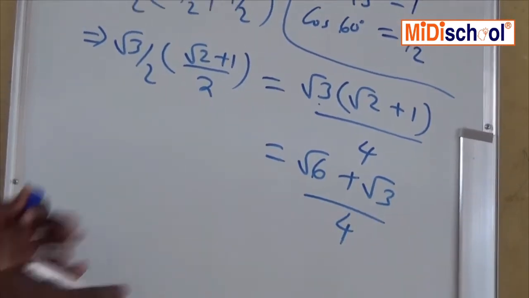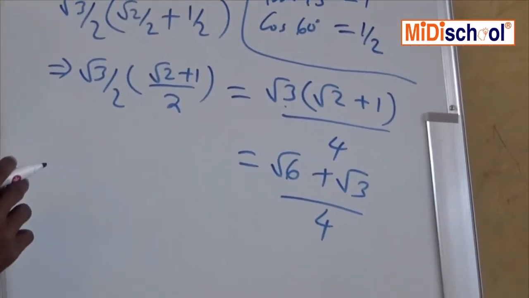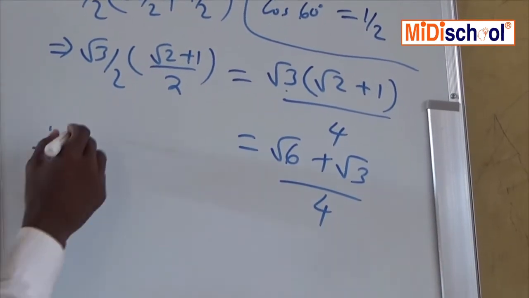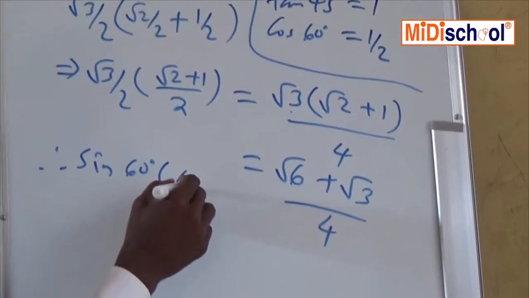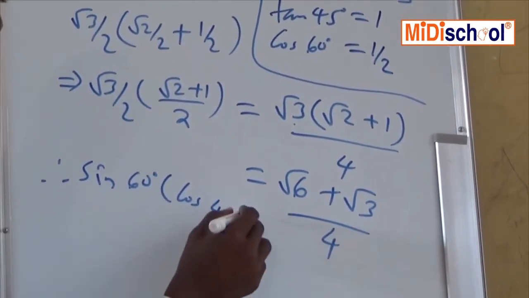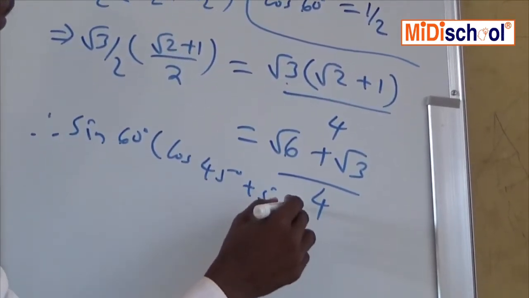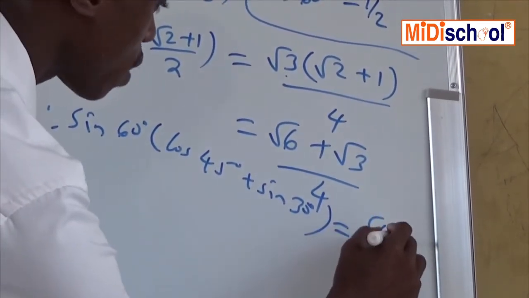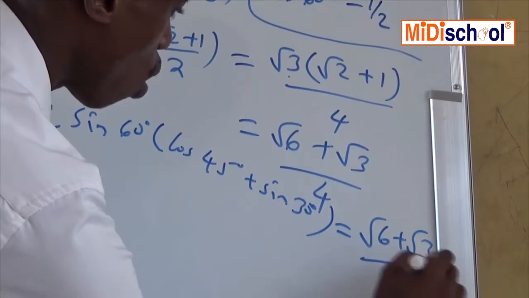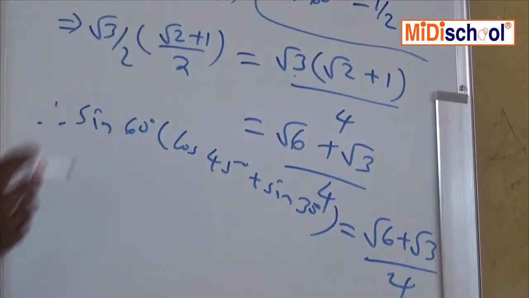And that's all about part 1 of it. So therefore, we conclude by saying sine 60 degrees times cos 45 degrees plus sine of 30 degrees is equal to square root of 6 plus square root of 3 over 4. And that's all about part 1.